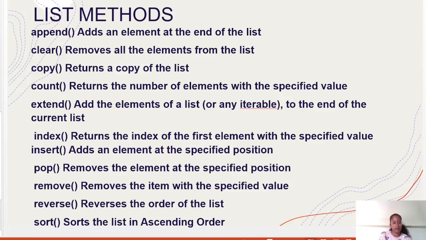Next is the pop function. It removes the element at the specified position. The remove function removes the item with the specified value. The reverse function reverses the order of the list. The sort function sorts the list in ascending order.